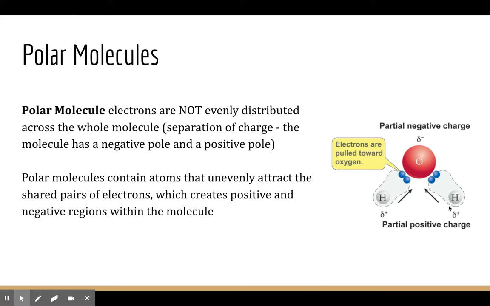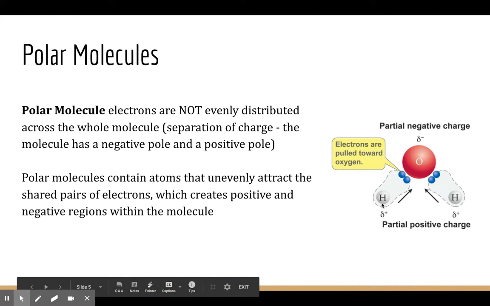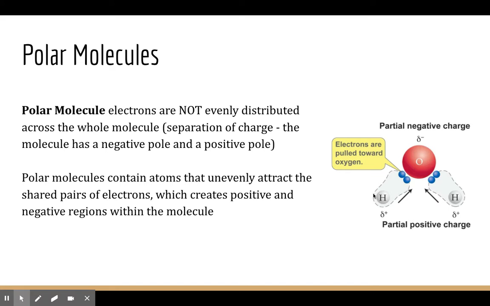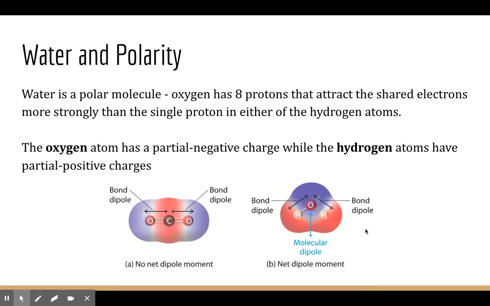from hydrogen. This region of the water molecule is negative. This region of the water molecule is positive. Negative pole, positive pole. So water is a polar molecule.